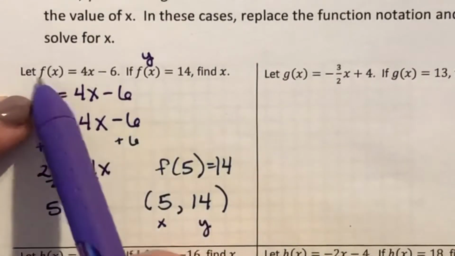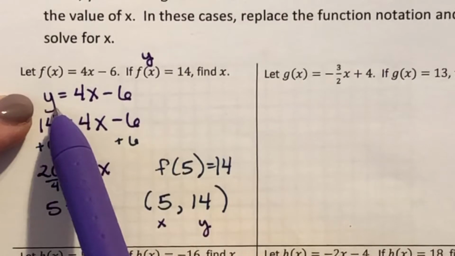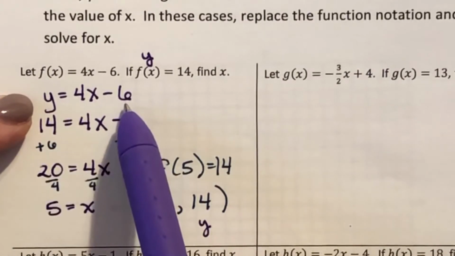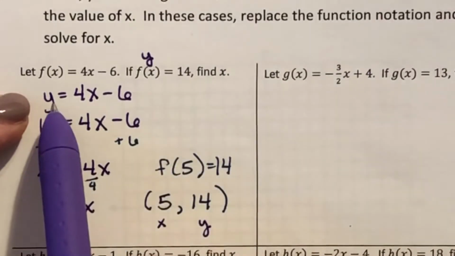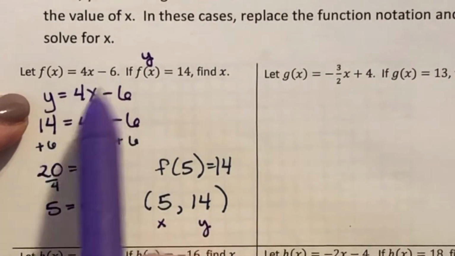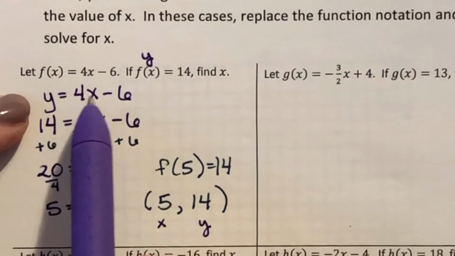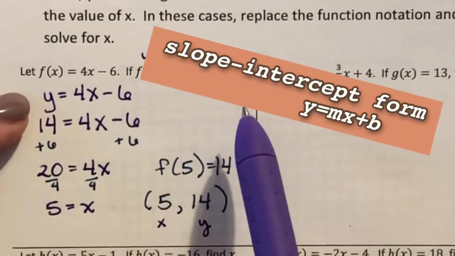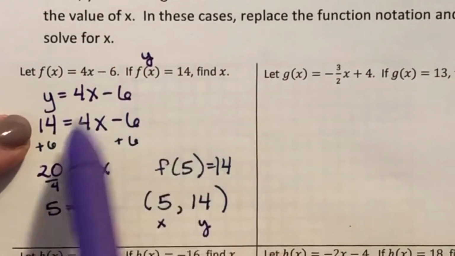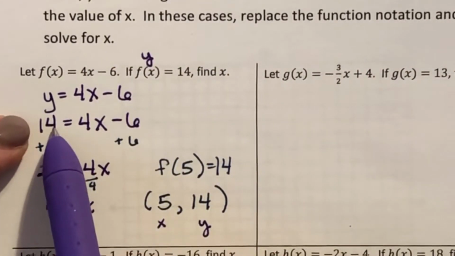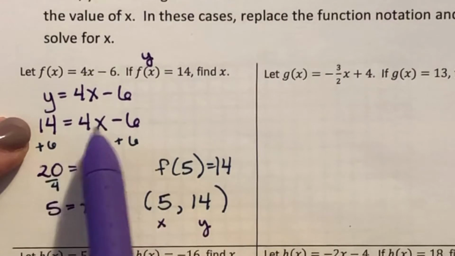So I'm going to replace f of x with y. You don't have to do this step, but some students like to because this looks a little more familiar. So I could rewrite f of x equals 4x minus 6 as y equals 4x minus 6. This is just slope-intercept form. I know that my output, my y, is 14. So I'm going to replace y, my output, with 14. 14 equals 4x minus 6.